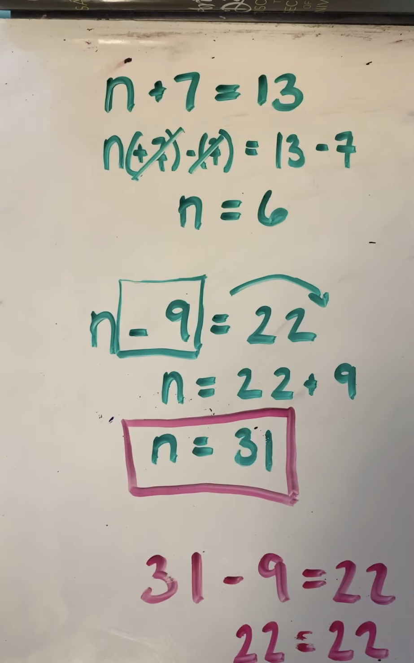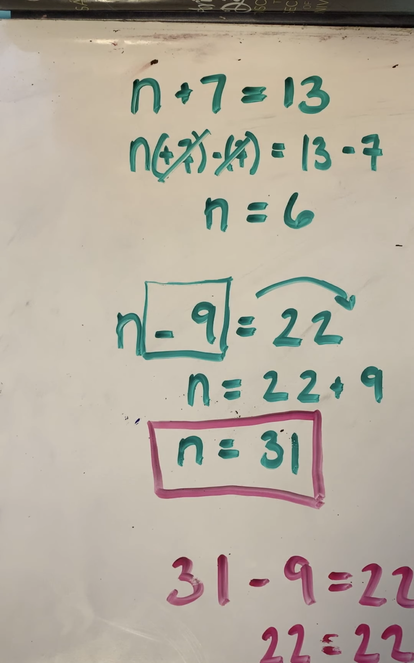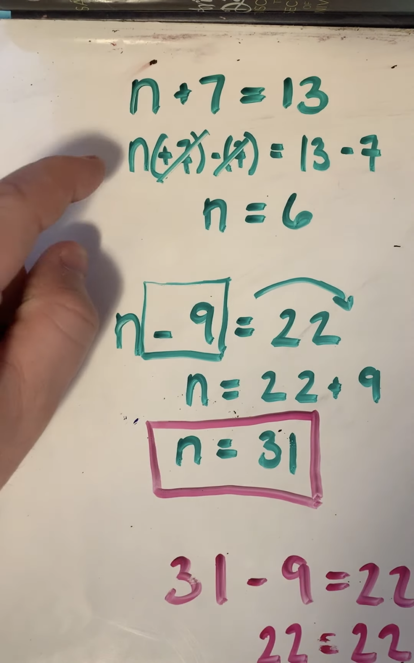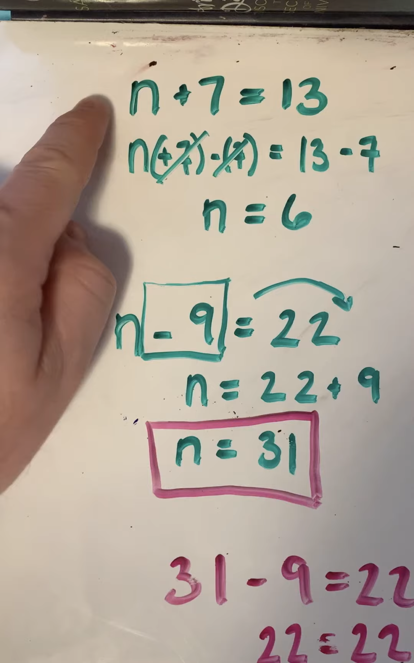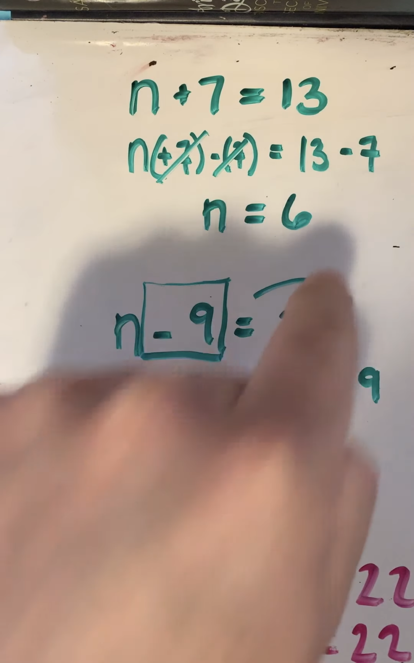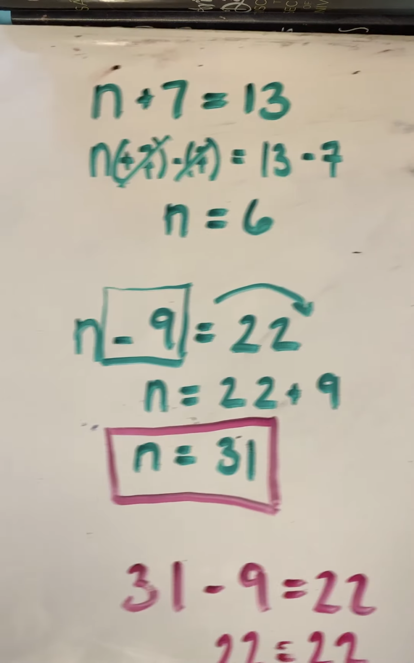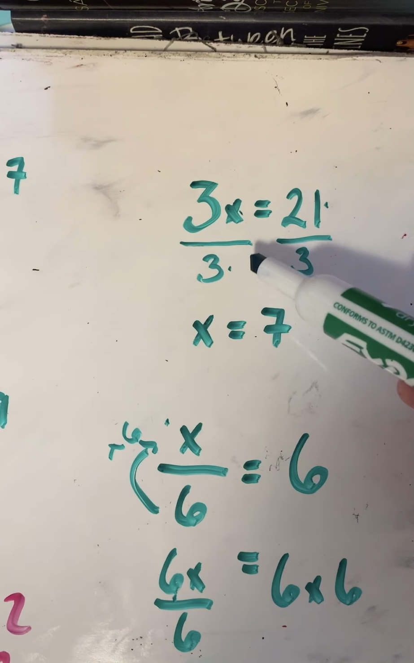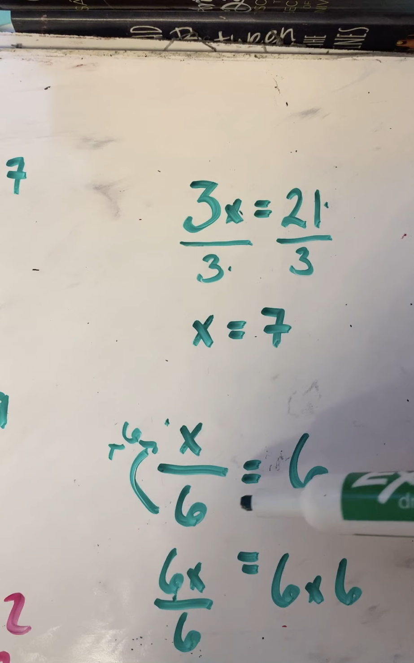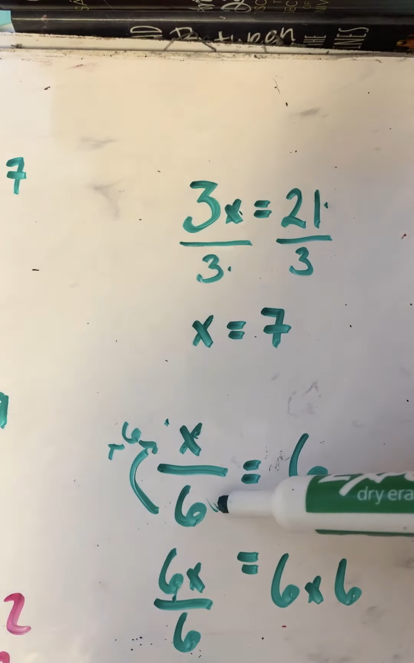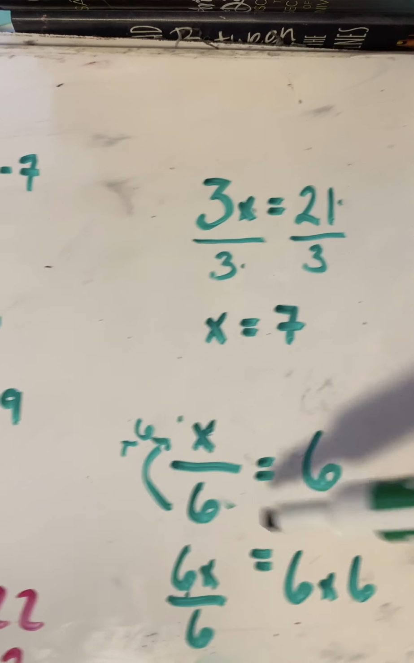So that's a really good start with what we need to do. If we're doing an addition problem, it becomes a subtraction problem on the other side. If it's a subtraction problem, it becomes an addition problem on the other side. If it's multiplication, we're doing the inverse operation, which is to divide. And if it's a division problem, we're multiplying both sides by what the denominator is.